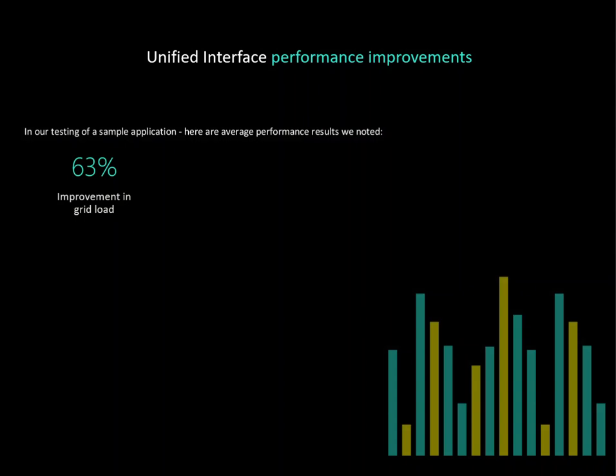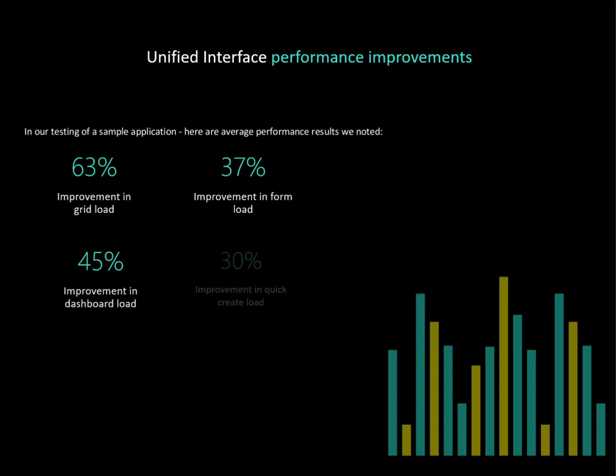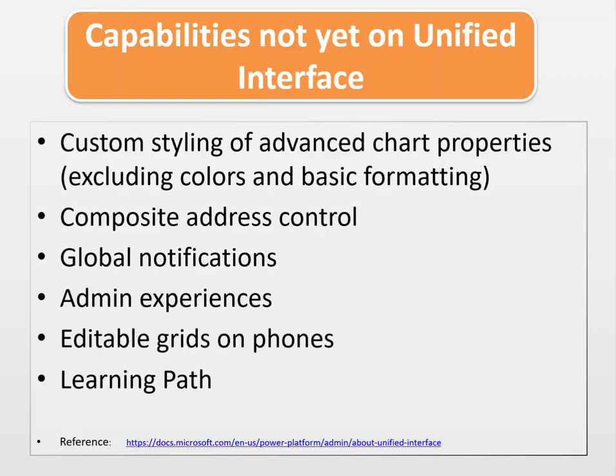Unified interface, as we can see here, is more than 60% improved in grid load, 37% improvement in form load, 45% improvement in dashboard load, improvement in quick create load, and 27% improvement in mobile app launch.